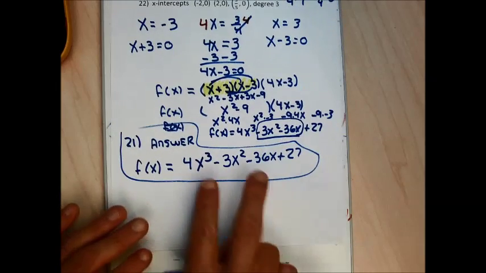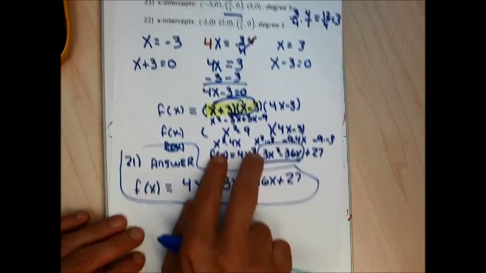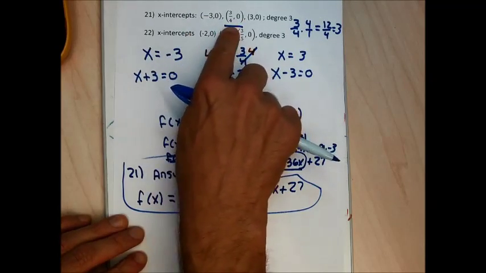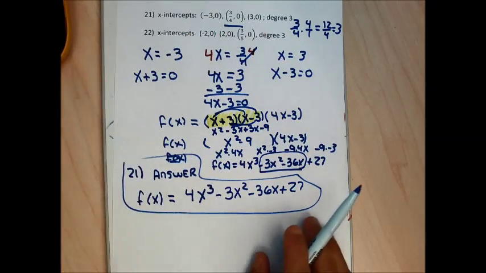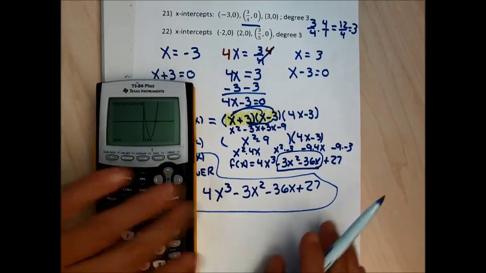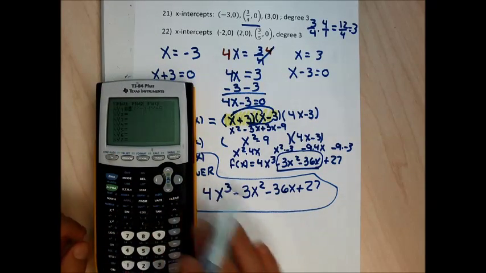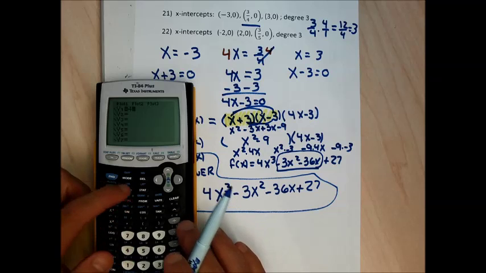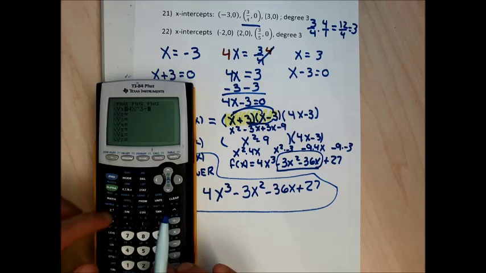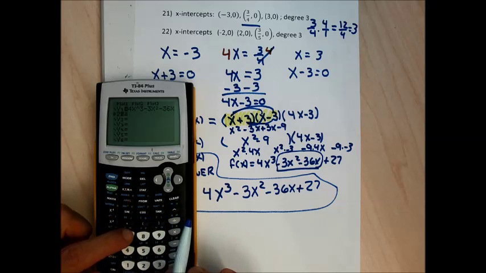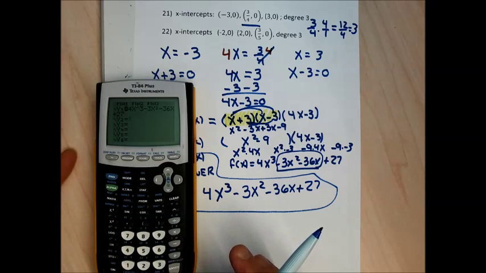Absolutely should check. I'm going to graph this function and make sure it has x-intercepts of negative 3, positive 3/4, and positive 3 by using the second calc value feature. So on my calculator, I'm going to graph the function 4x up arrow 3 minus 3x squared minus 36x plus 27. When I graph it, I don't need to see the maximum and minimum turning points. I just need to see the x-intercepts. So I'm not going to play with my window at all.